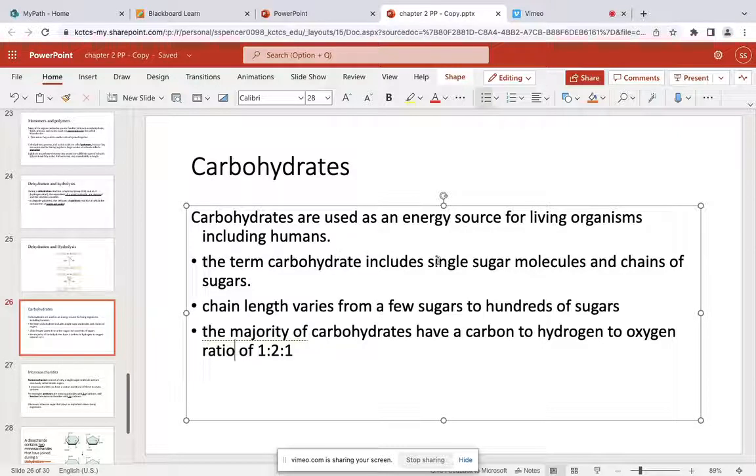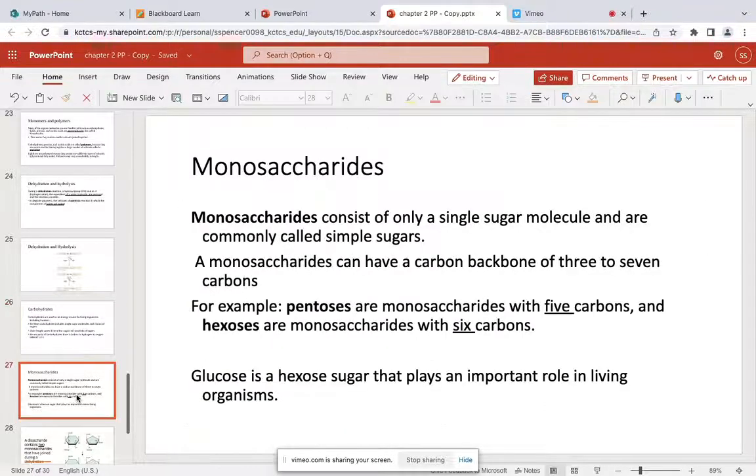The term carbohydrate includes single sugar molecules, and sometimes we have chains of sugars. Whenever it's a single sugar, we call it a monosaccharide. Saccharide is the root word, mono meaning one, so one sugar. Pentose means it's a monosaccharide with 5 carbons. Hexose, hexagon, 6 carbons. Glucose is actually an example of a hexose. You have a couple different ones as well: maltose, fructose, sucrose. Those are all isomers, or different arrangements, of this hexose.